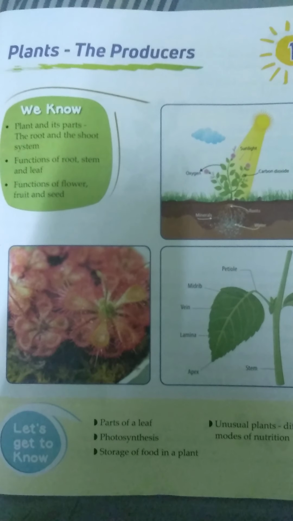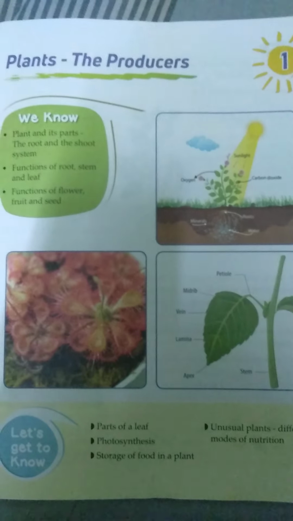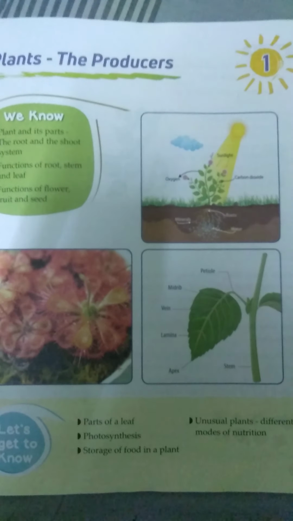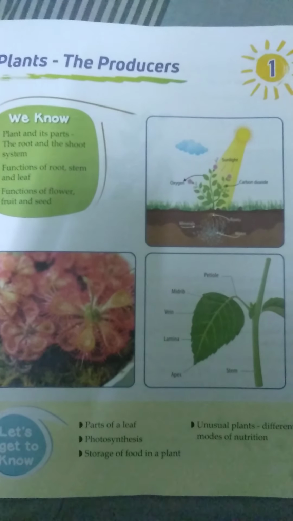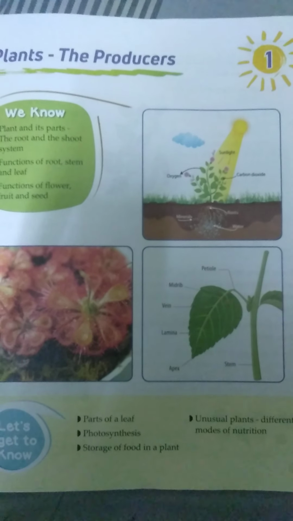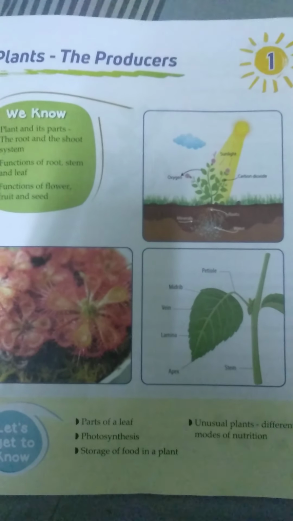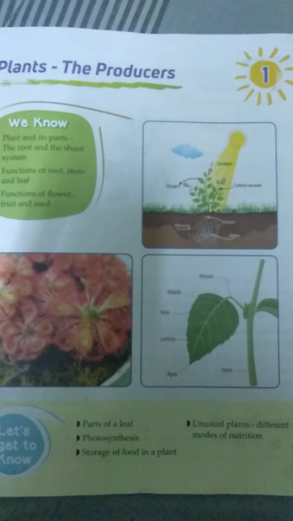This is "Plants: The Producers." Okay, and here we'll come to know about the parts of the leaf and what is meant by photosynthesis, storage of food in the plant, and unusual plants, which have a different mode of nutrition. All these things we will come to know from this lesson.